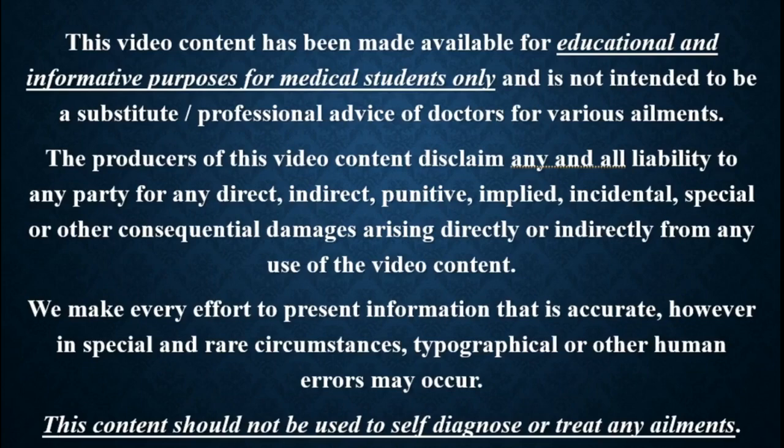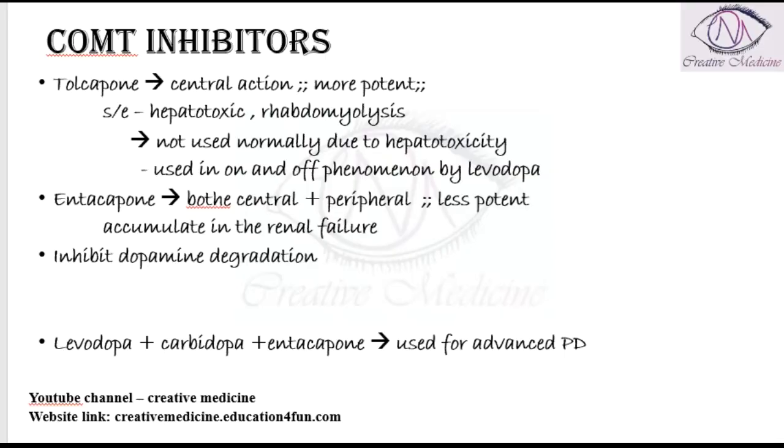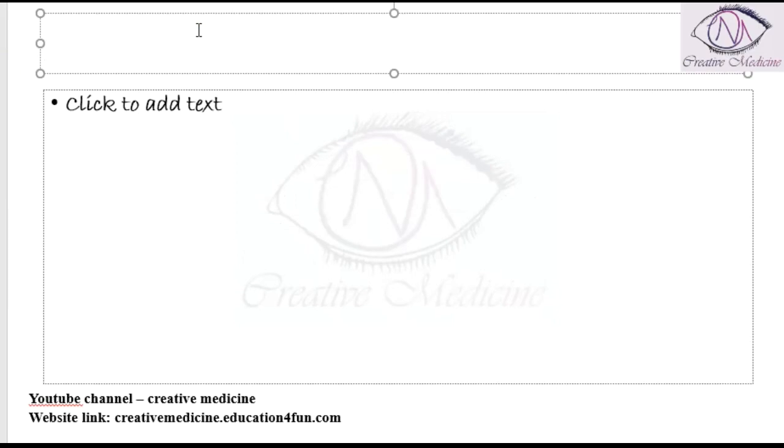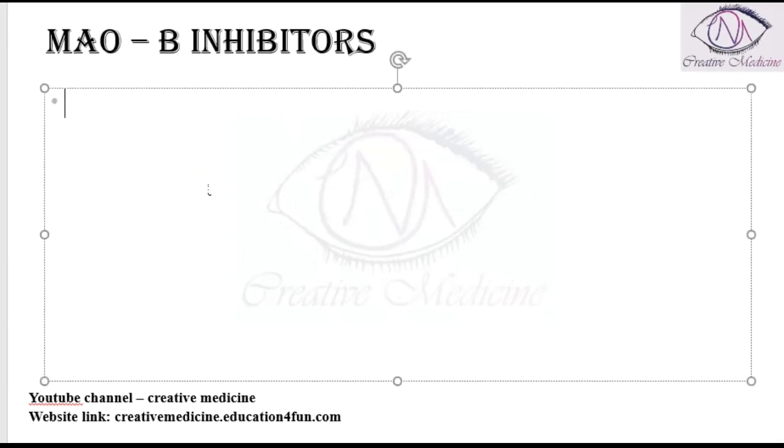In this lecture, we will learn about monoamine oxidase B inhibitors. There are two isoenzymes of monoamine oxidase. Monoamine oxidase is of two types: monoamine oxidase 1 and monoamine oxidase 2.